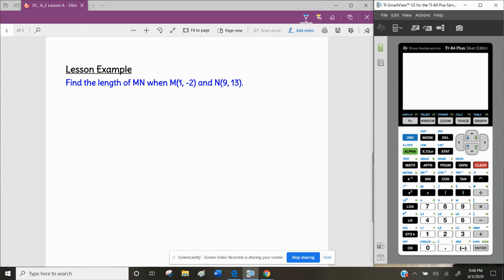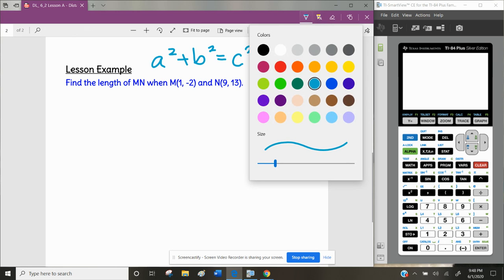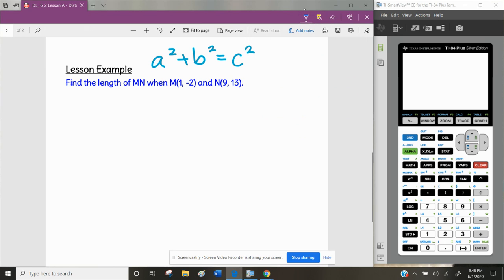So I'm going to show you the second method where we just count and use Pythagorean theorem, and I will also show how to substitute into distance formula. So a squared plus b squared equals c squared. And in this Pythagorean theorem, we're always looking for that c squared.